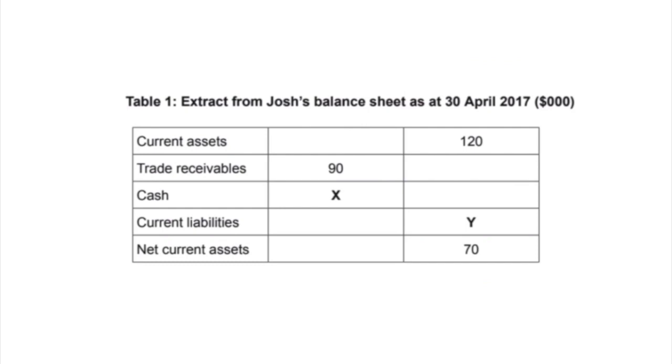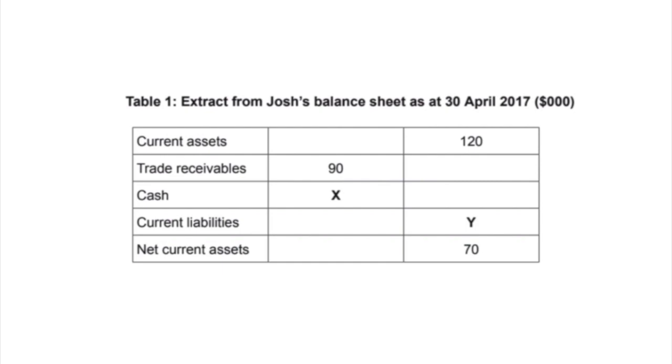So this is a question that I'd expect you to get in an exam in GCSE or level 2. What you've got is some of your balance sheet missing. So you've got cash missing, you've got current liabilities missing, and you just have to pretty much work out X and Y. So again, I'm going to see if you can do it. Pause the video, have a go, and then I'll go through the answers and why they are the answers.